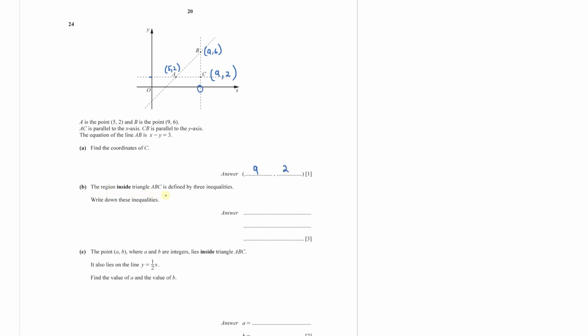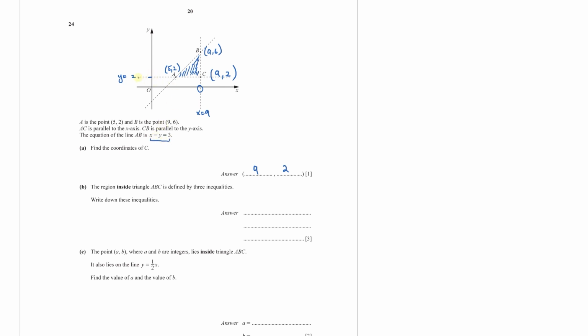The region inside the triangle ABC is defined by 3 inequalities. You have to write down these 3 inequalities. So this region here, which is inside this triangle ABC, you have to represent by 3 inequalities, which are basically the equations of these 3 boundary lines. Line AC is parallel to the x-axis, so it is simply y equals 2. This line here is x equals 9 because it is parallel to the y-axis, so it's a vertical line. And this third line here is represented by this equation.